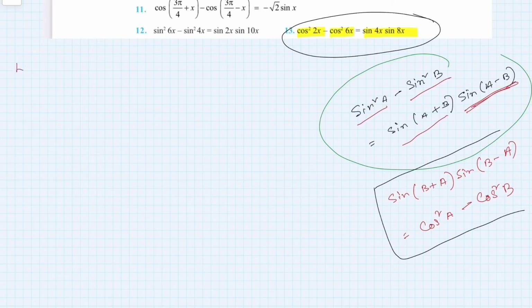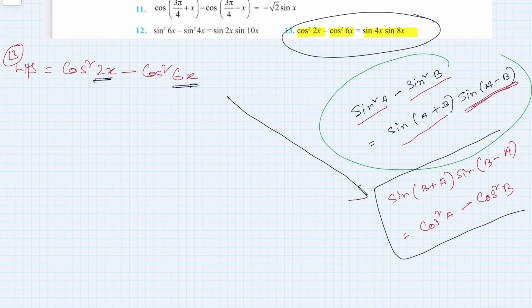So now take the left hand side of question number 13. So what is the left hand side? cos square twice x minus cos square 6x. Now consider twice x as A and 6x as B. Now apply this identity. So this left hand side is in this form, so we can write it using this formula.